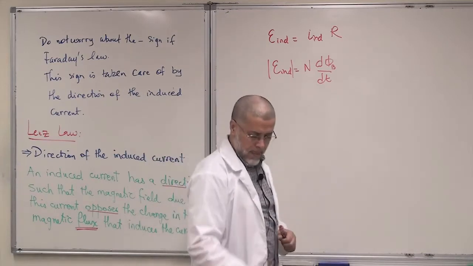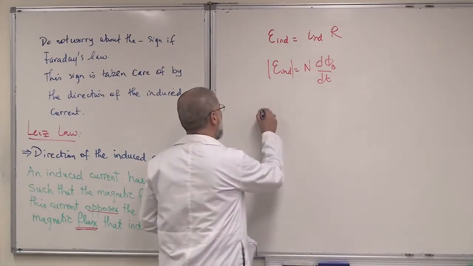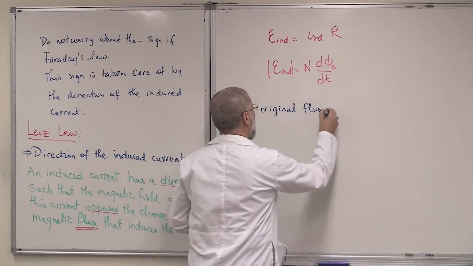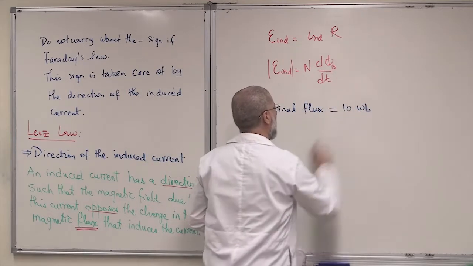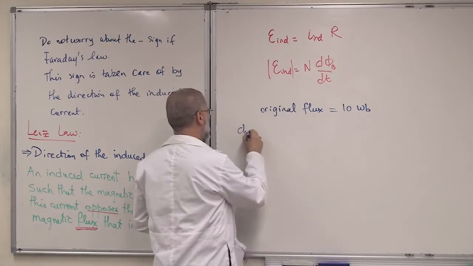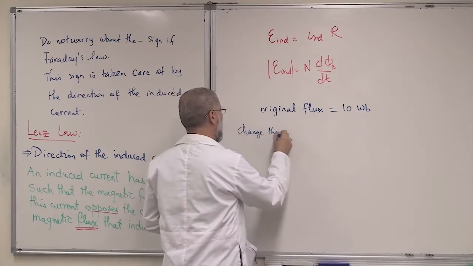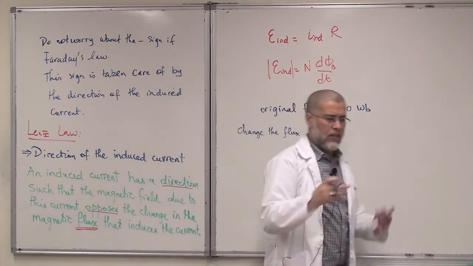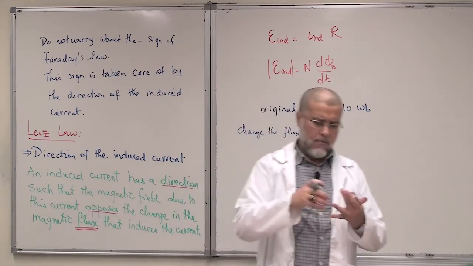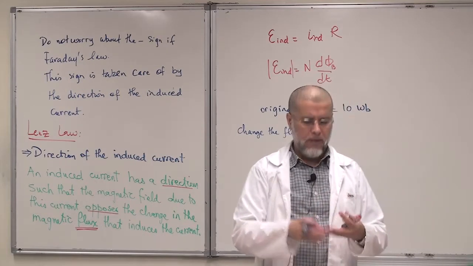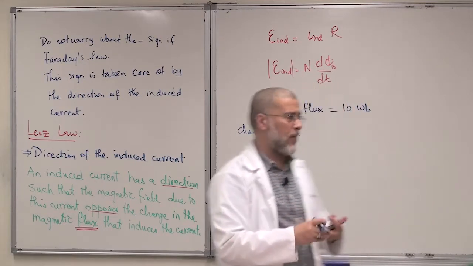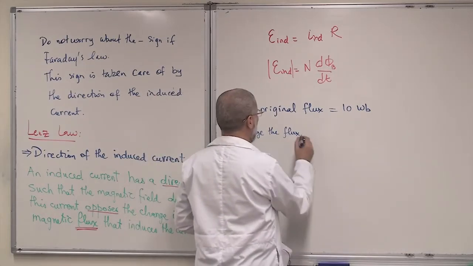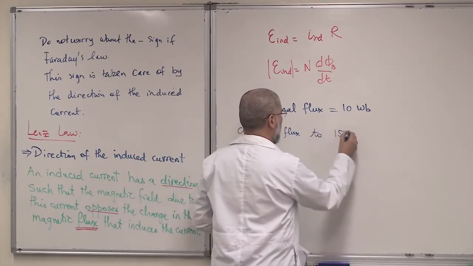So I'm going to tell you, for example, the original flux is equal to 10 Weber. So you change the flux. How do we change the magnetic flux? By changing the strength of the magnetic field, by changing the size of your loop, by making a rotation. You do these things. So you change the magnetic flux, and now the flux changes to, let's say, 15 Weber.